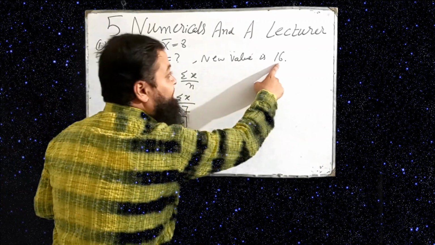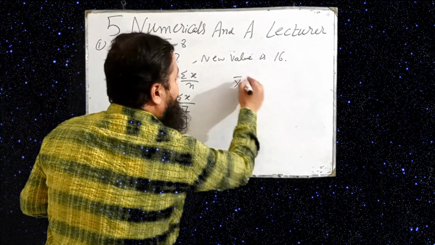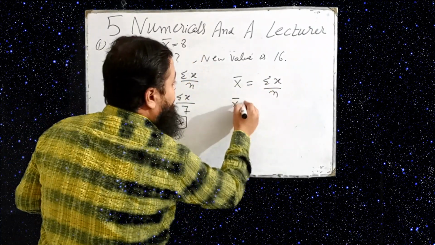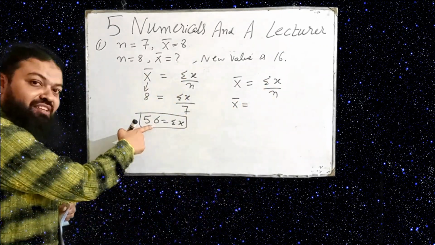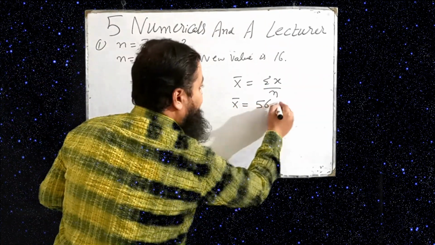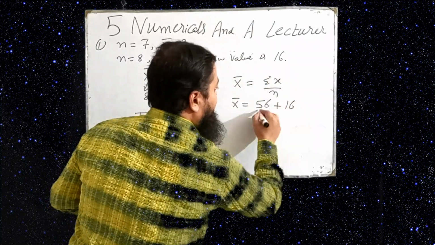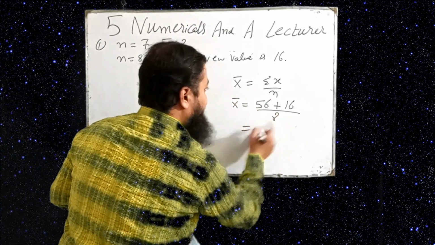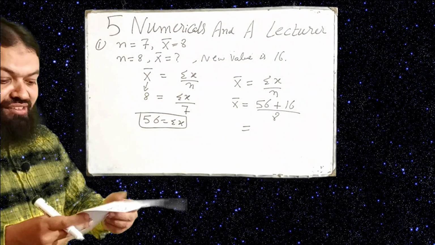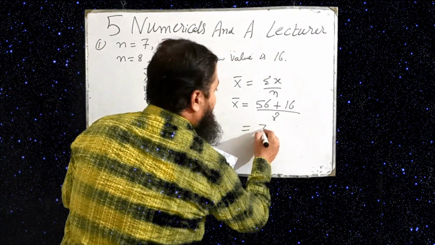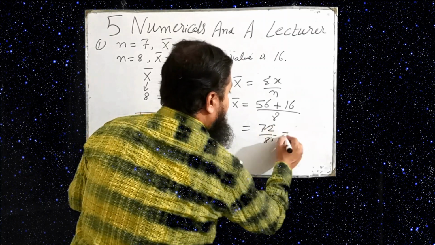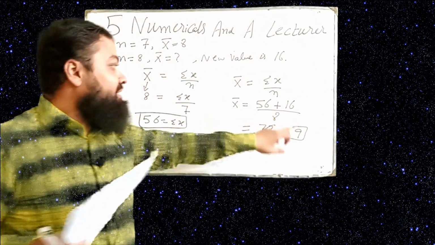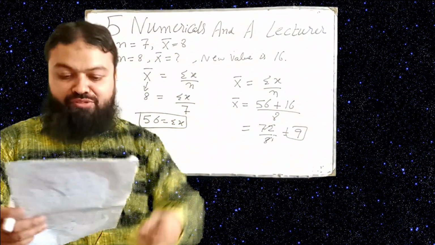Now a new value 16 is added in it. Now again I will take the support of the formula of mean, that is summation x over n. Now the new mean you will have to calculate. Now the summation x is the previous total 56 plus the new value, that is 16, over, now how many values are there? 8. Now if you add these two values, the answer is 72 over 8. 8 ones are 8, 8 nines are 72. It means 9 is the correct answer. You will have to click 9. That is the mean of the new 8 observations.